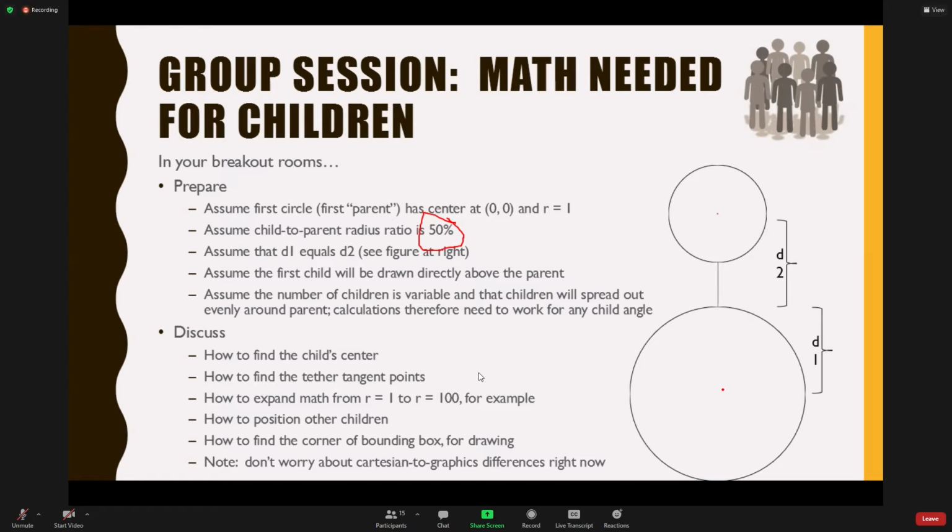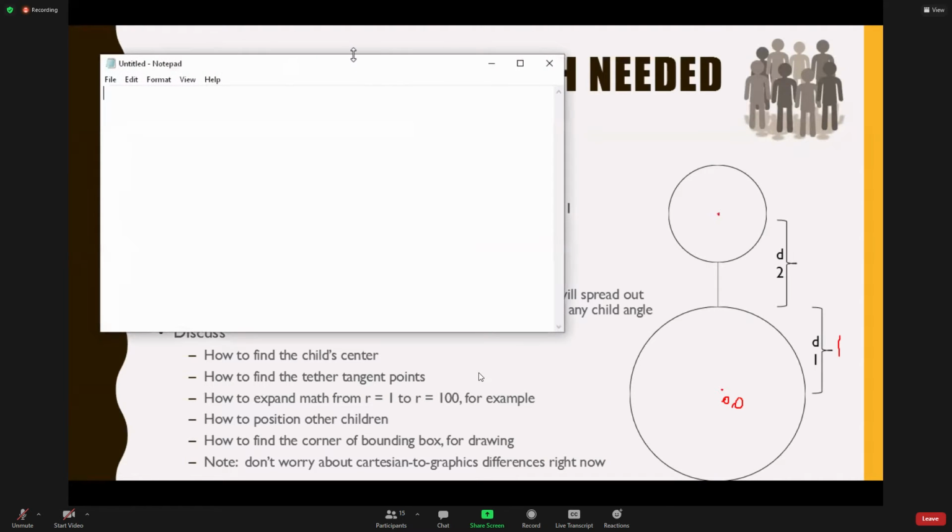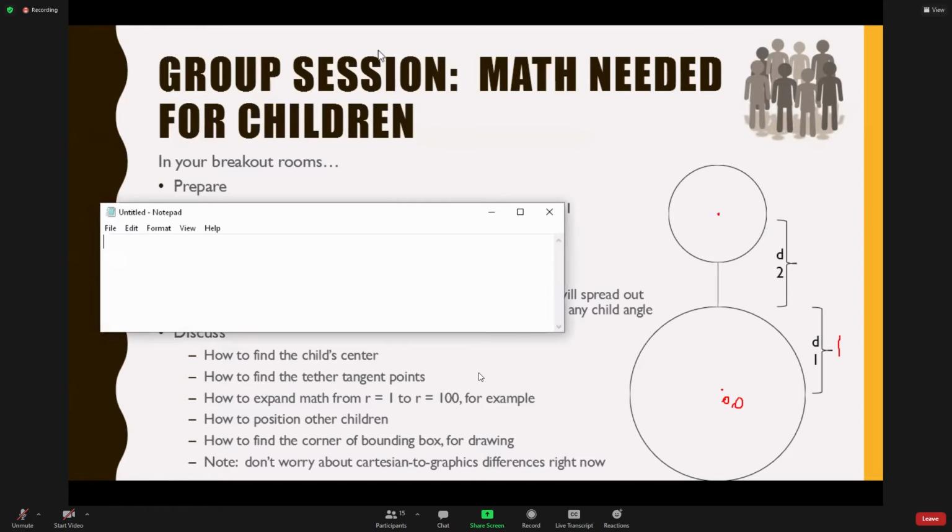So let's just start with a very easy assumption where we say, for instance, let's make this radius 1. Let's make this distance 1, right? This is a unit circle for our purposes. And then let's say that we have this child above it. The question is, if this is at 0, 0, right? Let's just assume Cartesian world because that's easier for now. If the center of this circle is at 0, 0, how do I find the center of the child circle? Anybody remember enough math to help us get going here?